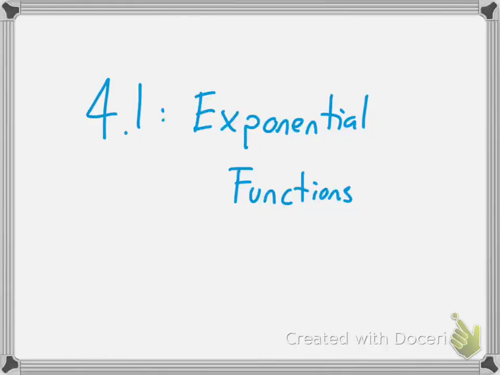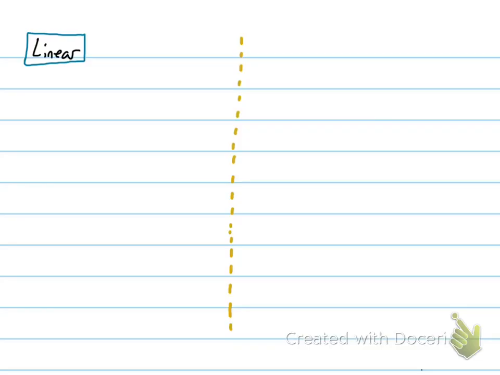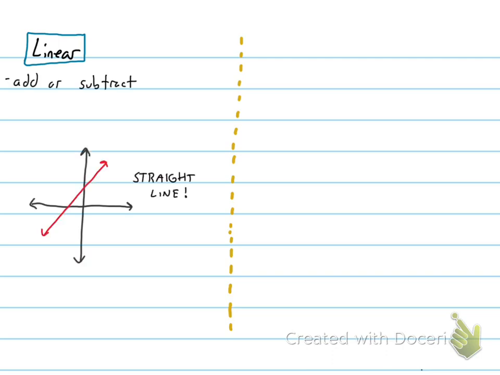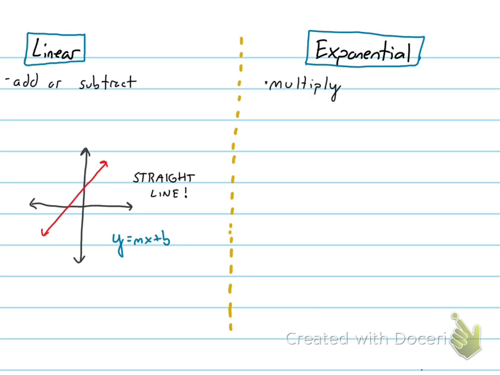In section 4.1, we're going to talk about exponential functions. So we've already talked about linear functions, so that's where you add or subtract, and it looks like a straight line. Now we talked about slope-intercept form, point-slope form as well, and now we're going to move into exponential functions. So an exponential function is when you multiply. So those graphs are going to look like a curve.